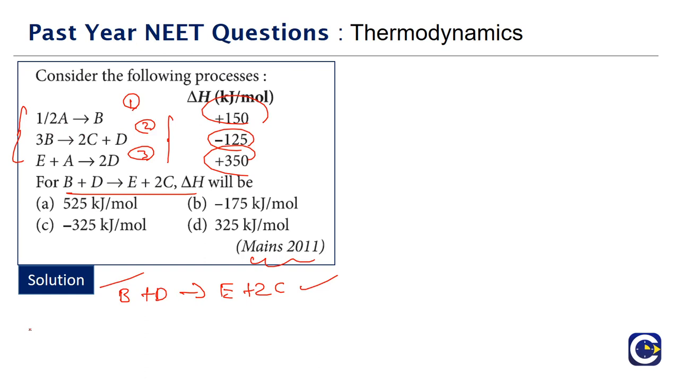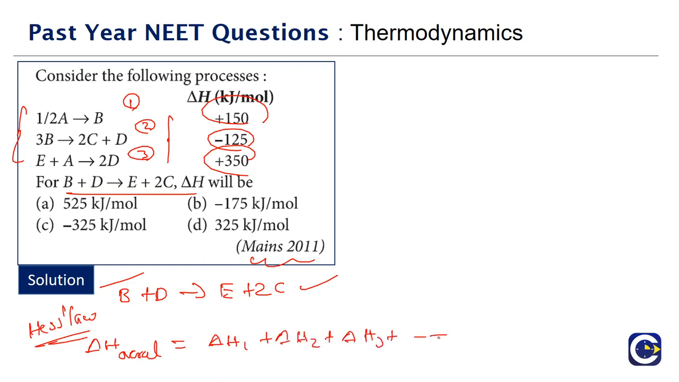In that case, what is the Hess law concept? Hess law concept is very simple. The enthalpy change of an overall reaction will be equal to the sum of the enthalpy changes of the individual step reactions. Means, if a reaction is happening in multiple steps, the overall reaction enthalpy change will be equal to the sum of the enthalpy changes of the individual step reactions. So here we have to arrange the given equations in such a manner that when we make a combination, we will be able to get the unknown equation.